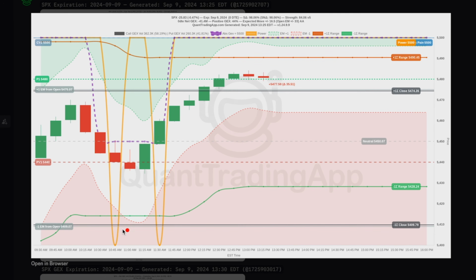But let's also take a look at earlier in the day. The power strike was also flashing down here. It was showing 5,400. It was showing 5,500 a couple times. It was up and down. It was all over the place. Meanwhile, the absolute gamma was in between. It was right at the neutral strike for a decent portion of the morning here. This is where being able to layer context can keep you out of trouble.